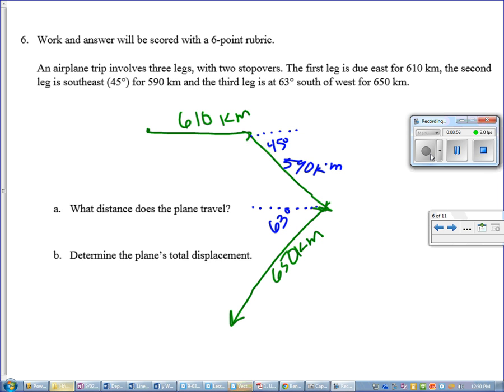First part, what distance does the plane travel? So to find the distance, we're just going to add up the 3 distances. We're going to add up 610, 590, and 650. And we're getting a total of 1850 kilometers. Make sure that we have a unit. It's the same unit that's given to us in the problem.